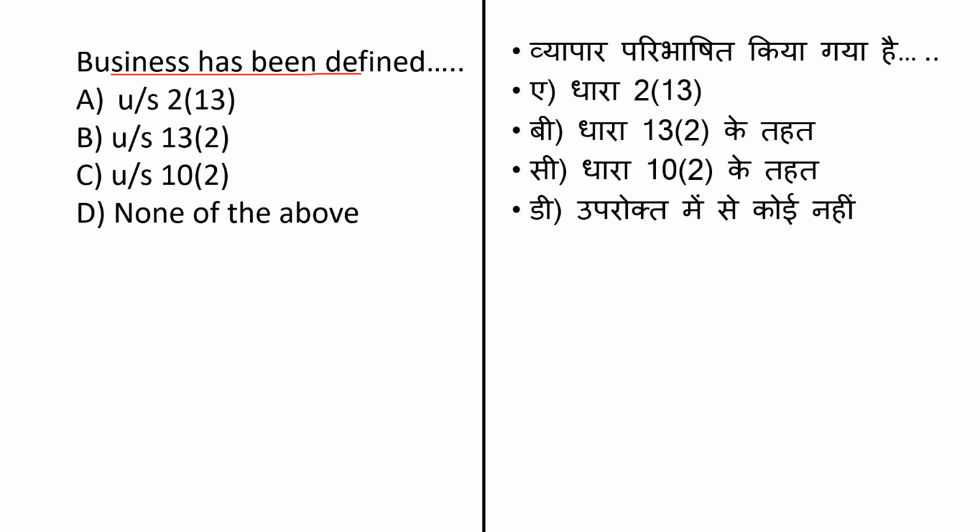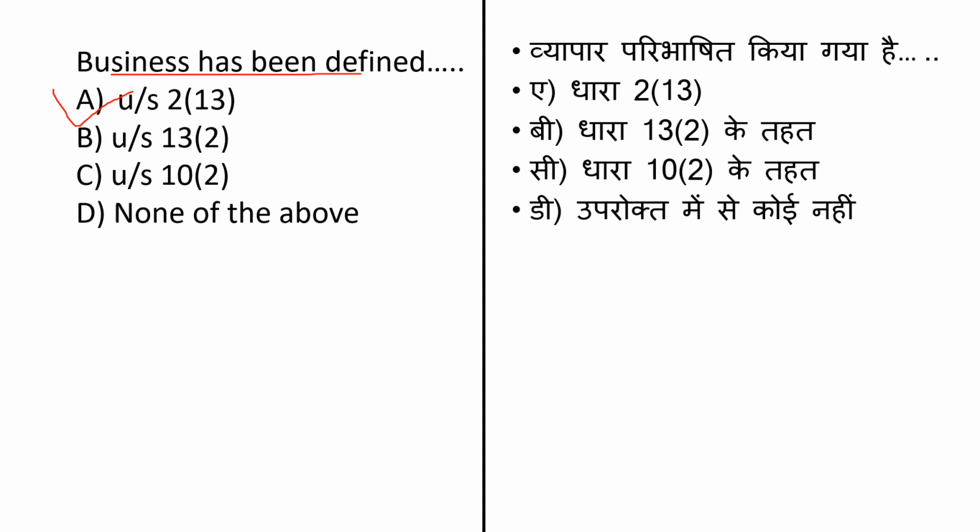The first option here is under section 2 clause 13. Here section 2 clause 13 of the Income Tax Act says that as per section 2 clause 13 of the Income Tax Act 1961, unless the context otherwise requires, the term business includes any trade, commerce or manufacture or any adventure or a concern in the nature of trade, commerce or manufacture. It may be noted that income from the business is chargeable to income tax.